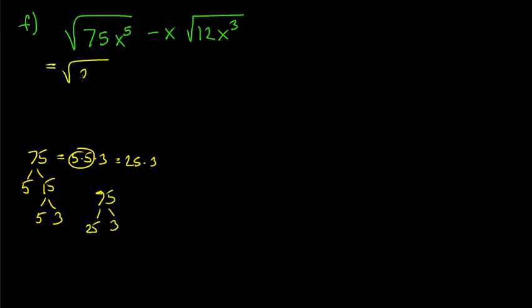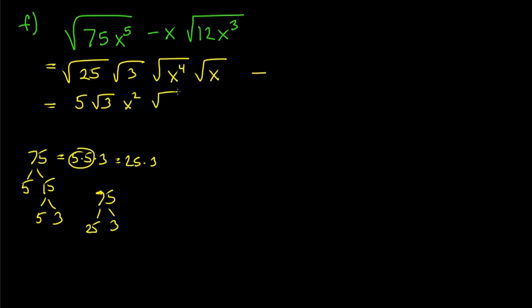So we're going to get the square root of 25 times the square root of 3 times the square root of x to the 5th, but to get a perfect square, we'll write it as x to the 4th times x to the 1. And then minus, well, let's come back to the second term, right? Let's finish this. The square root of 25 is 5. The square root of 3 is the square root of 3. The square root of x to the 4th is just x squared, and the square root of x is the square root of x. So we have 5x squared times the square root of 3x minus what?